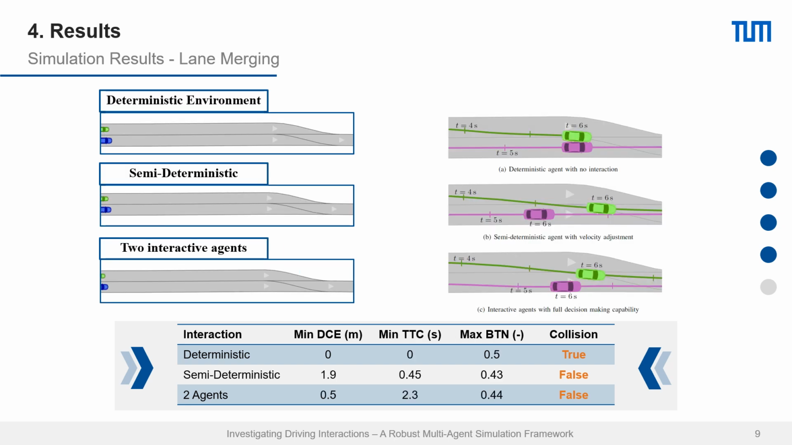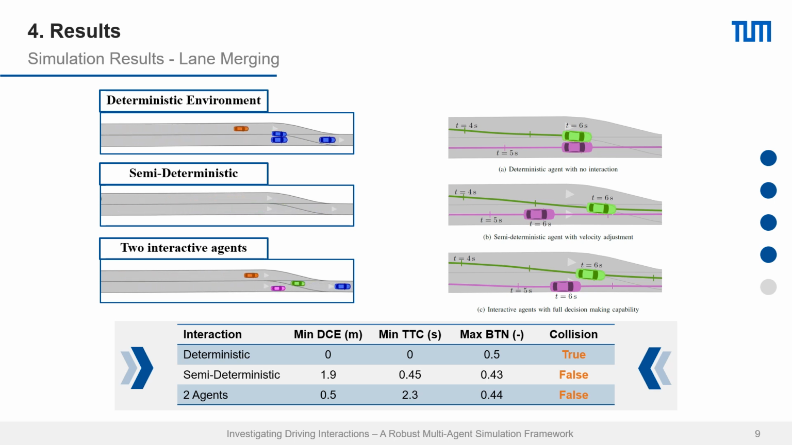As a second example, we illustrate different behaviors during lane merging. The agent in green tries to merge to the lower lane. As before, three different settings are shown. At the top again a deterministic environment where the blue vehicles on the lower lane follow a recorded trajectory. In the middle, the purple vehicle on the lower lane can change its velocity profile, and in the final setting, the green and the purple vehicle are intelligent agents again.